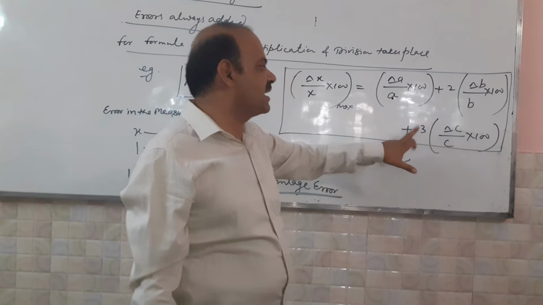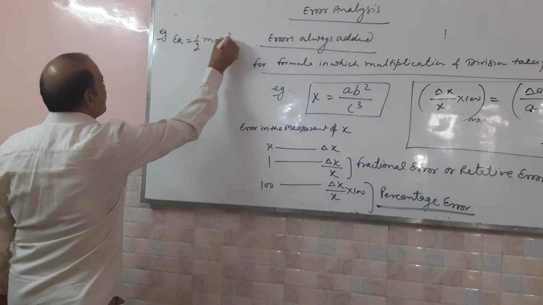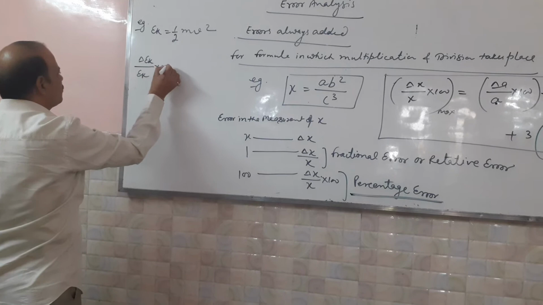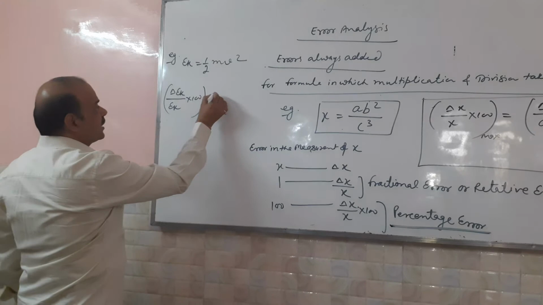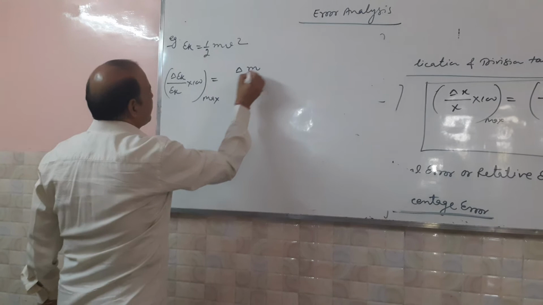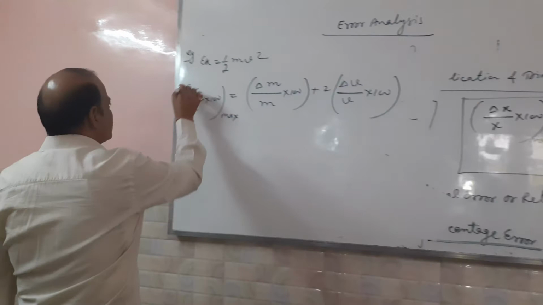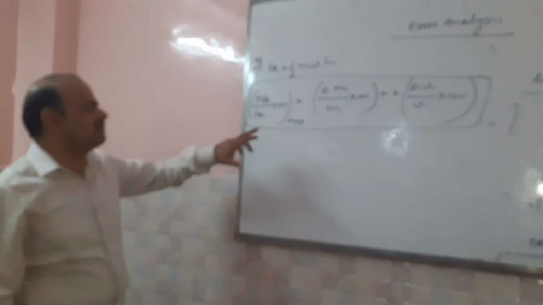For example, by a physics equation, kinetic energy equal to half m v square, then delta Ek upon Ek into 100, maximum, equal to delta m upon m into 100 plus 2 into delta v upon v into 100. This is the equation for the maximum percentage error in the measurement of kinetic energy.